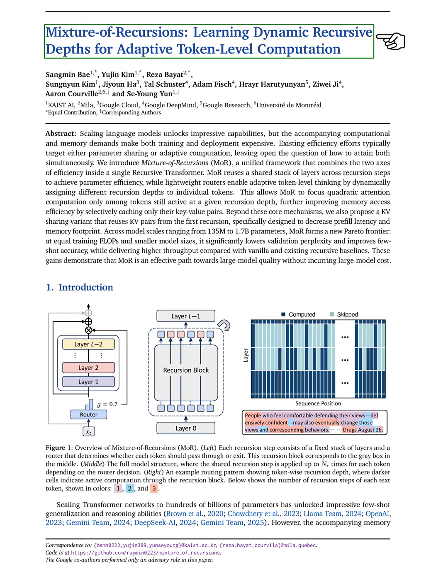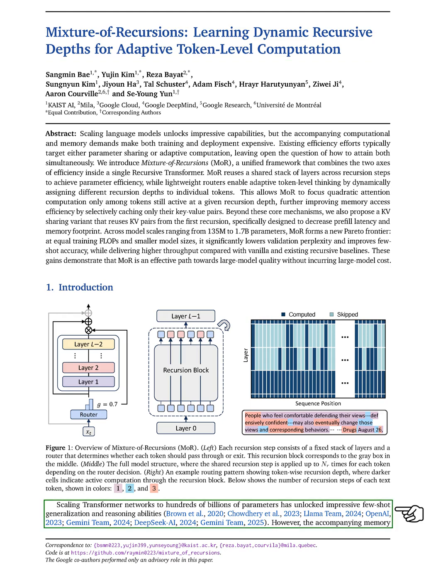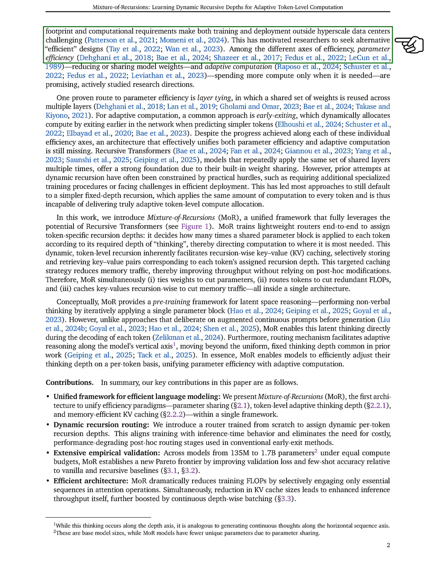Section: Introduction. In this section, we discuss the advancements in scaling transformer networks to hundreds of billions of parameters, which have led to remarkable few-shot generalization and reasoning capabilities. However, the significant memory and computational demands pose challenges for training and deploying these models outside of large data centers. This has prompted us to explore more efficient designs.